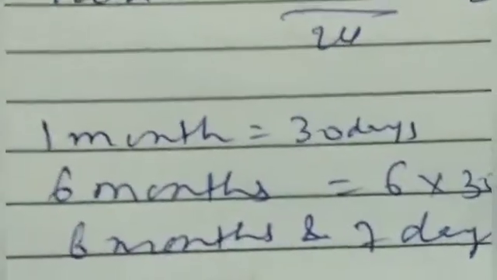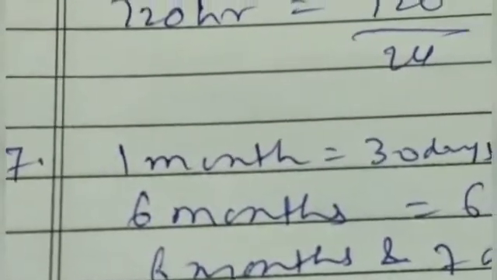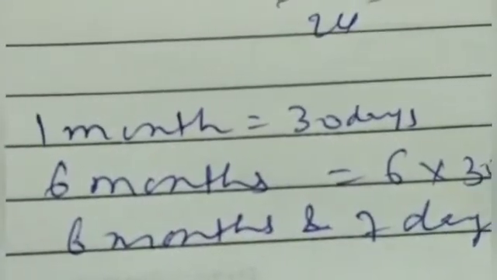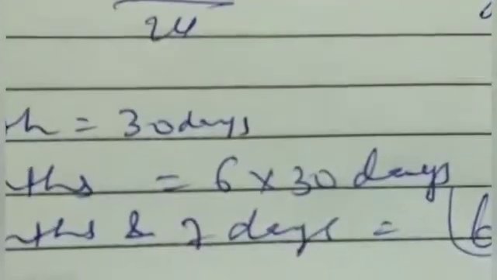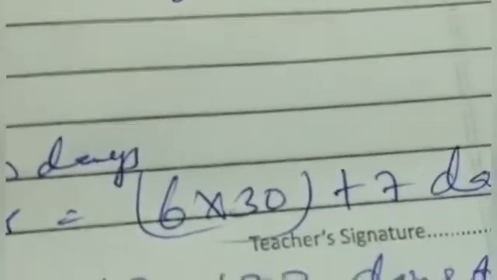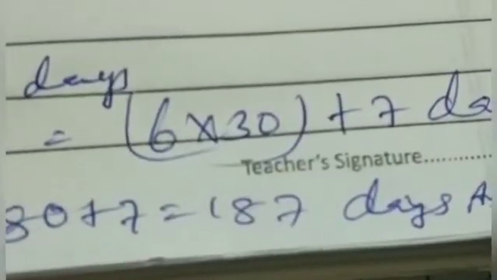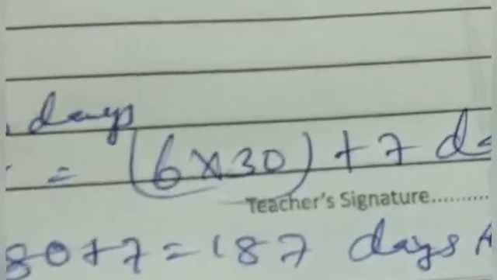Now again months into days is given in question number 7. So 1 month has 30 days. So 6 months will have 6 into 30 days. Again we have been given 6 months and 7 days. So what we'll do, we'll add 6 into 30 plus 7. So 6 30s are 180 and 7. So that gives us the answer of 187 days.